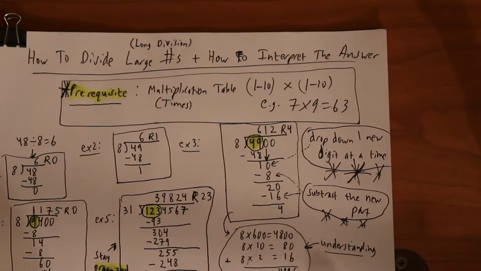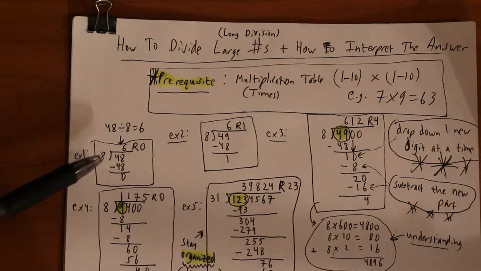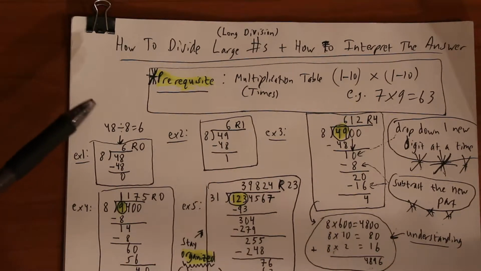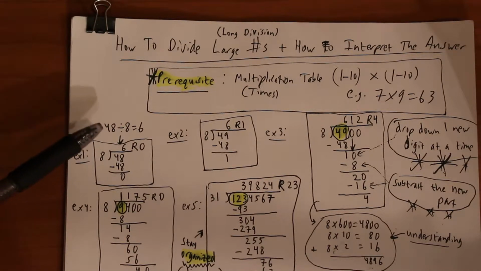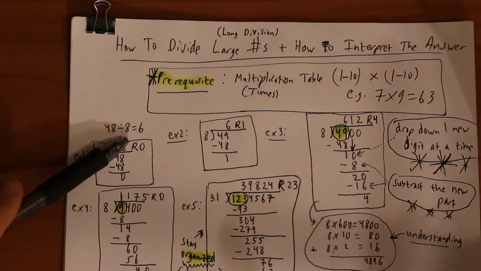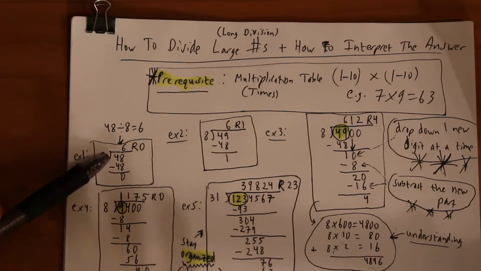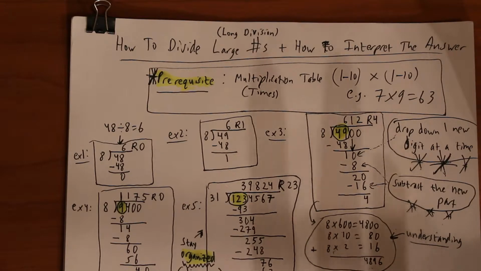I want to make this as easy as possible, so let's go to example 1, which is right over here. Normally we have, let's just say, our times table. From the times table, you should know that 8 times 6 is 48. So 48 divided by 8 is just 6. Now let's put this in our division format, and we're going to be using this format for all the work. That's why I want you to start getting comfortable with this.